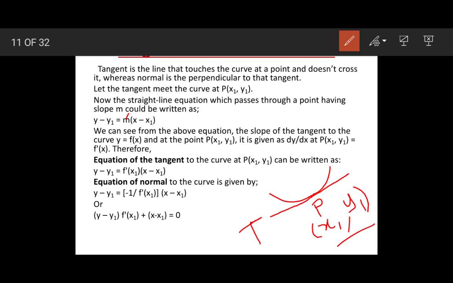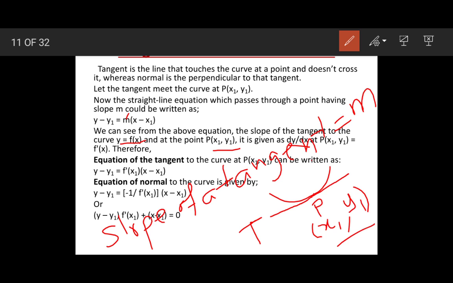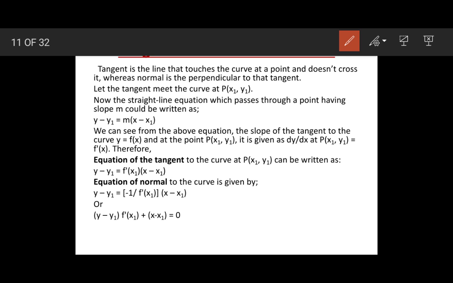We can see from the above equation that the slope of the tangent to the curve y equals f(x) at the point P (x1, y1) is given by dy upon dx. So the slope of a tangent, m, is equal to dy upon dx, where y is a function of x, y equals f(x). So the equation of a tangent will be y minus y1 equals f dash of x, the derivative, which is also denoted by dy upon dx, into (x minus x1).